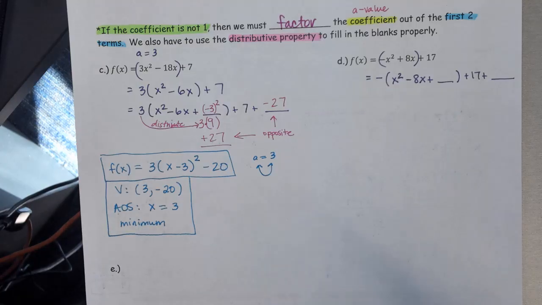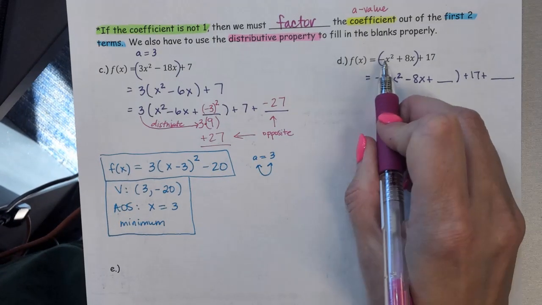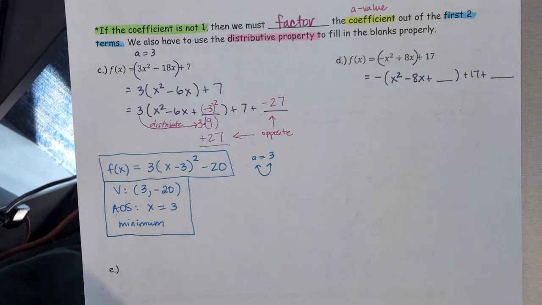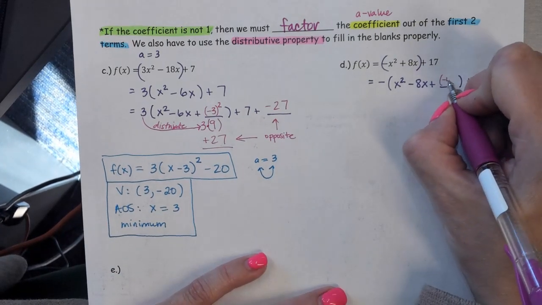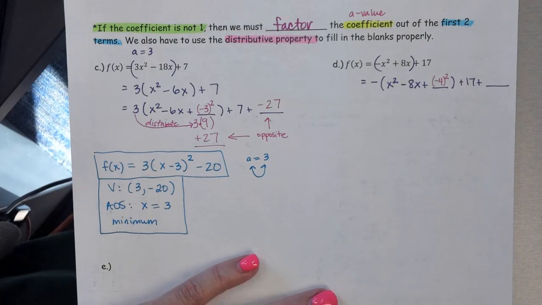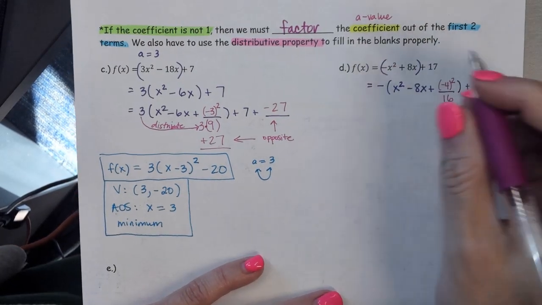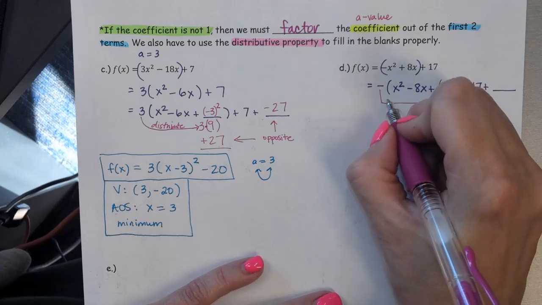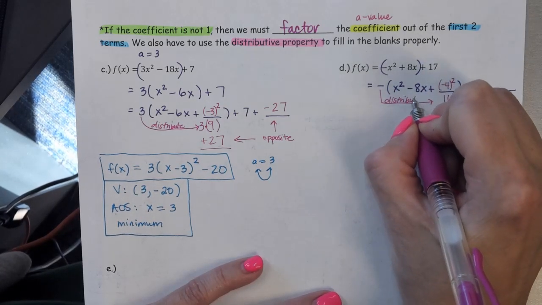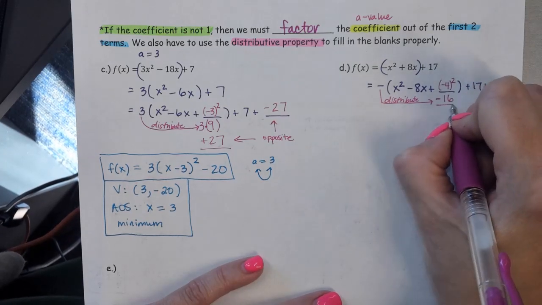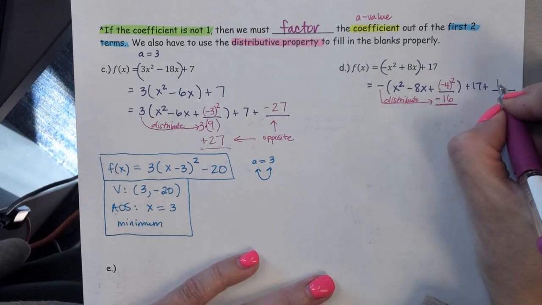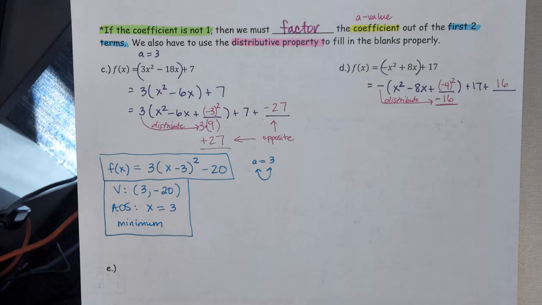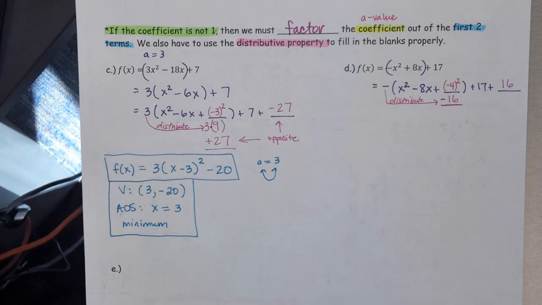I always like to distribute to double check. Negative times x squared is negative x squared. Negative times negative x is how I get positive x. And then from there, if I take half of -8, I get -4 squared. So I know -4 squared is 16, but I also have to distribute this negative. So I didn't really add 16, I added -16, because a negative times 16 is -16, which means I'm adding a positive 16 here. So if it's a negative on the outside, you're going to end up adding. If it's a positive on the outside, you're going to end up subtracting.